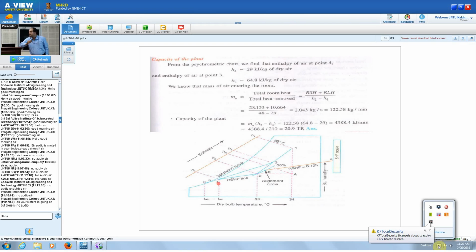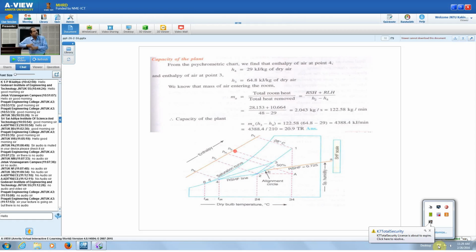Where these two coincide, that point will be point 4. From that point, we extend the line to the vertical enthalpy scale; that is the enthalpy at that point, H4, per kg of dry air. And the enthalpy at point 3, you have already located that point, so you can take the enthalpy 3. That is 64.8 kilojoules per kg of dry air.